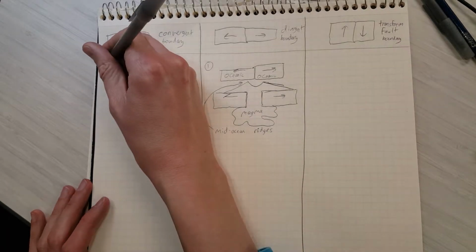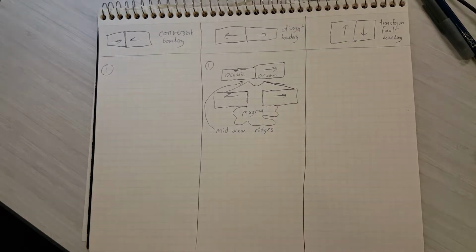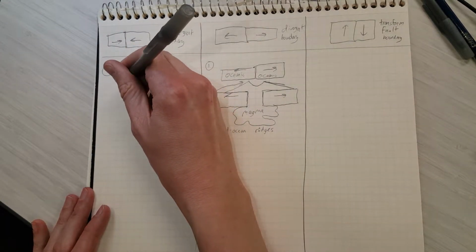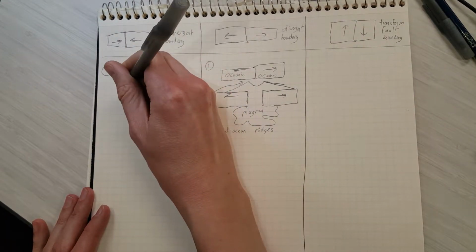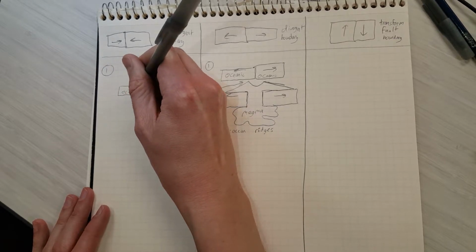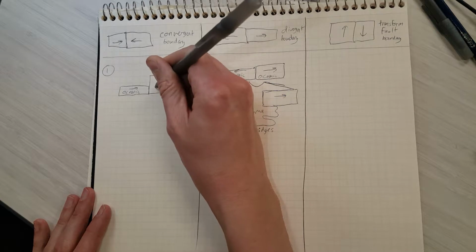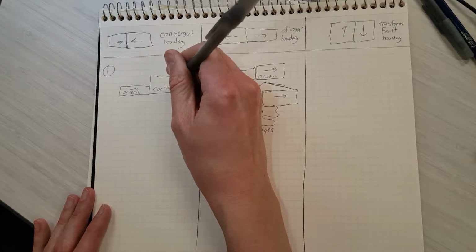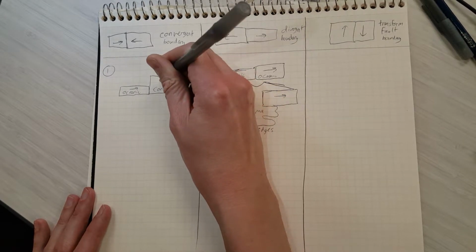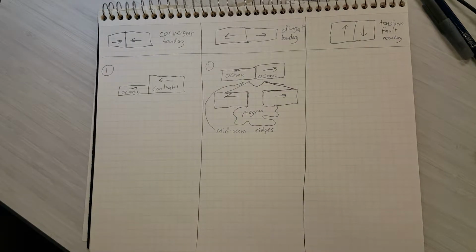We also talked about a convergent plate boundary. That was when a piece of oceanic crust meets a piece of continental crust. It's important that continental crust is thicker than oceanic, and that oceanic crust is denser than continental.